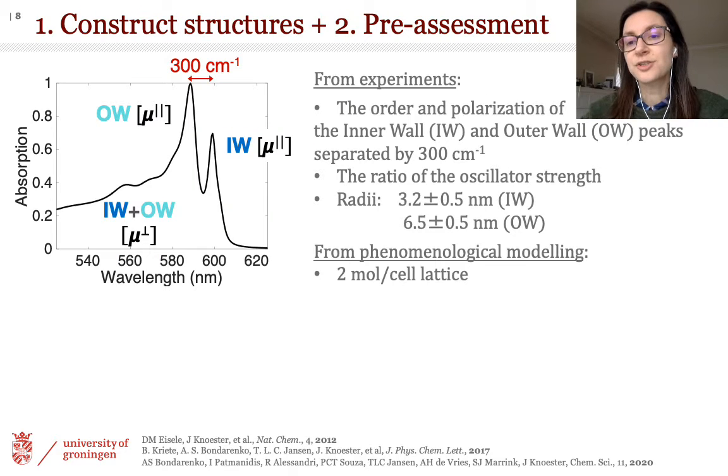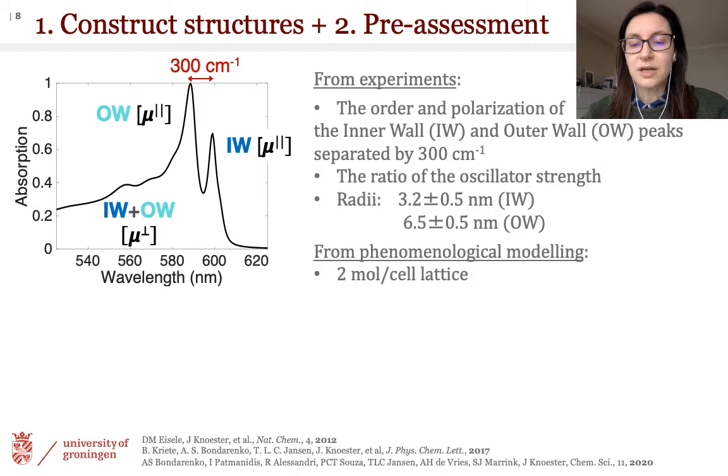To construct structures of the C8S3 double-wall aggregates and validate our modeling, we use the experimental spectrum as the reference. This complicated spectrum shows two sharp, low energy peaks and several broader, higher energy peaks. The lowest energy peak is associated with the inner wall and the upper one with the outer wall. The two peaks are separated by 300 wave numbers and are both polarized parallel to the tube's axis.